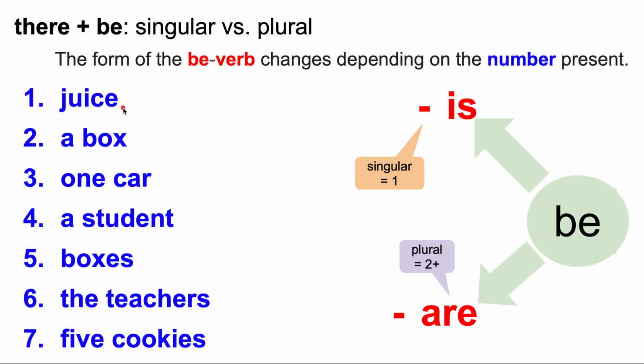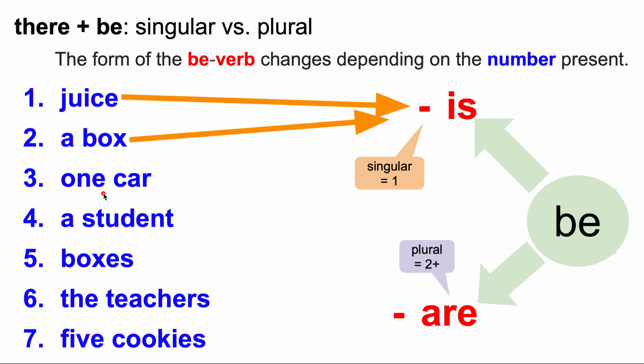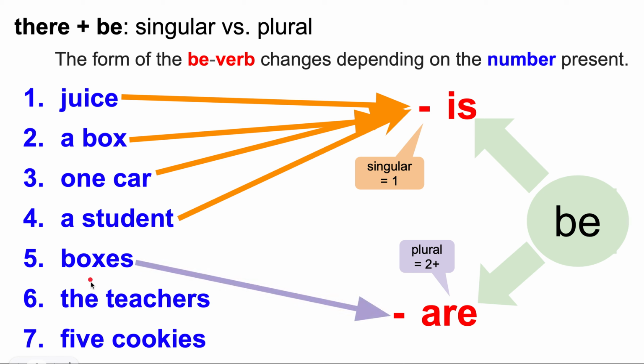Juice, singular, is. A box, singular, is. One car, singular, is. A student, singular, is. Boxes, plural, are. The teachers, plural, are. 5 cookies, plural, are. So, juice is, one car is, a student is, boxes are, the teachers are, 5 cookies are. Okay? We use is for singulars and are for plurals.